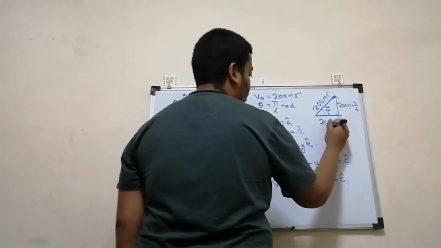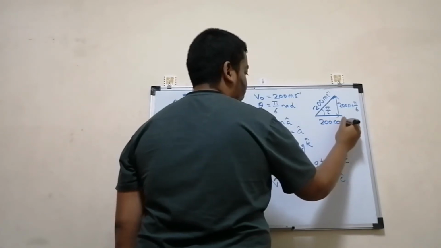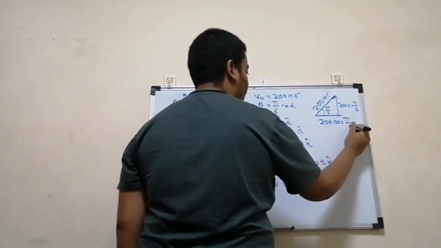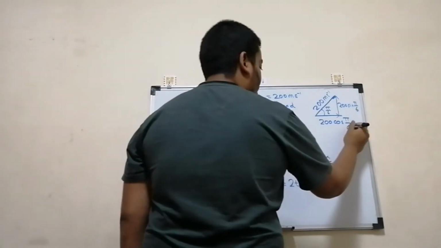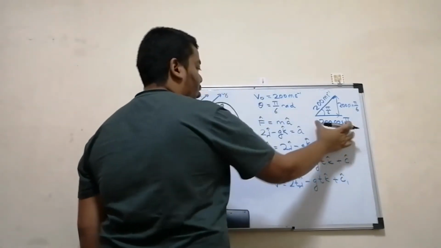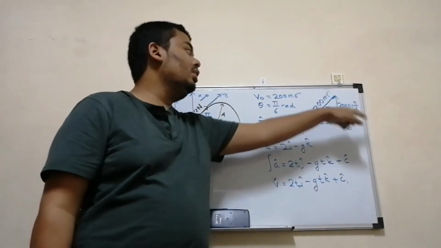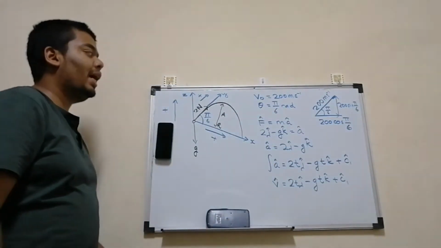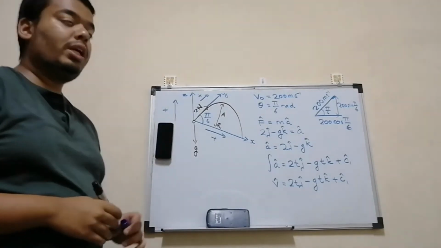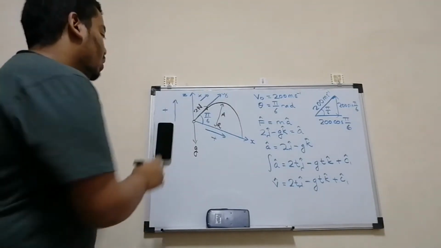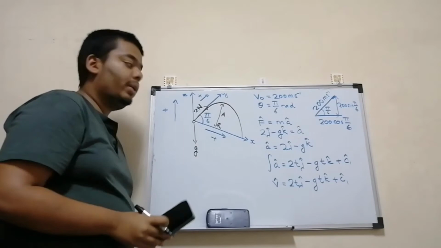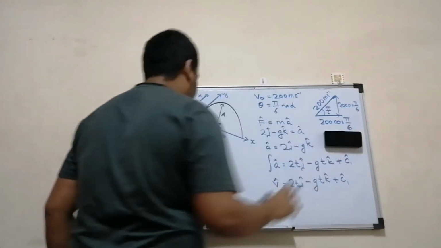So it will be 200 cos pi upon 6. Now remember, this particular part is the I component. It's acting in the horizontal direction. This is the vertical component, so this is acting in the K direction, not in the J. Remember, this is K direction. Now let's go ahead with our derivation.